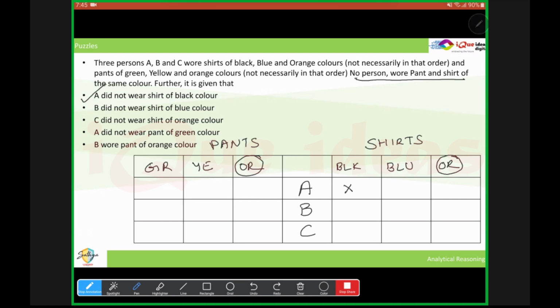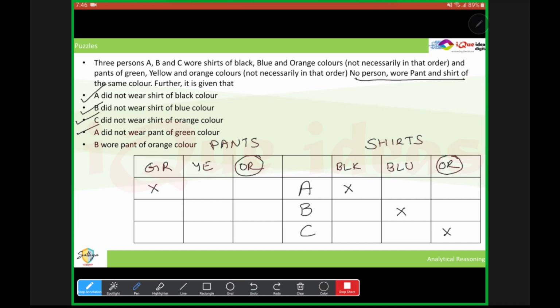Because I don't know. Second, B did not wear a shirt of blue. So B and blue I cross out. Third, C did not wear a shirt of orange. So C and orange shirt I cross out. Fourth, A did not wear a pant of green. So A and green pant is crossed out.